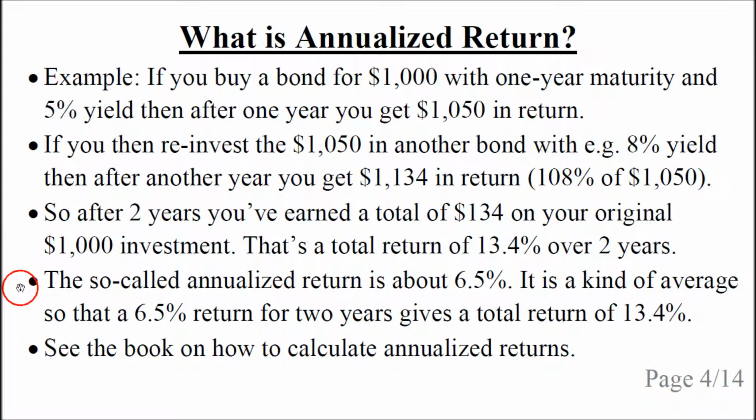The so-called annualized return is about 6.5%, and it is a kind of average, so that if you get a return of 6.5% for 2 years in a row, then it compounds to 13.4%. You can see the book for a formula on how to calculate annualized returns. It is not just a simple average.